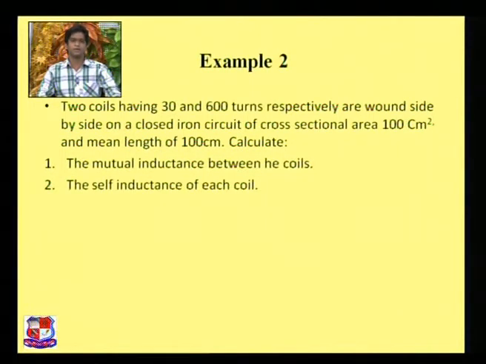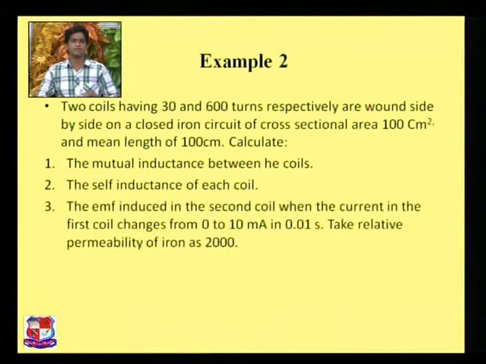After that we have to find the self inductance of each coil, which is L1 and L2. And then we have to find the EMF induced in the second coil when the current in the first coil changes from 0 to 10 milliampere. It means the change in current is given as 10 milliampere in 0.01 second. The time dt is given as 0.01 second. And the relative permeability of iron is given as 2000.